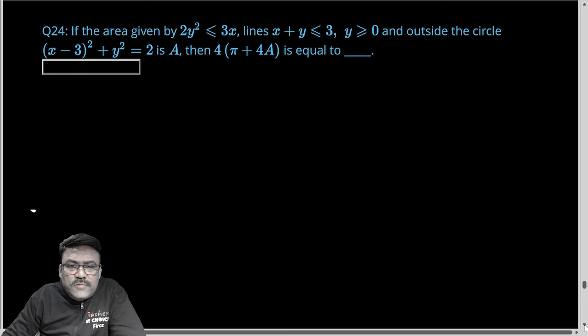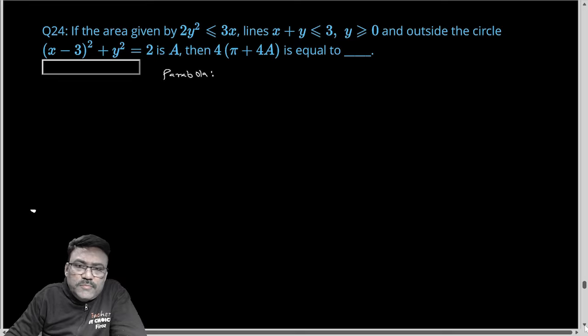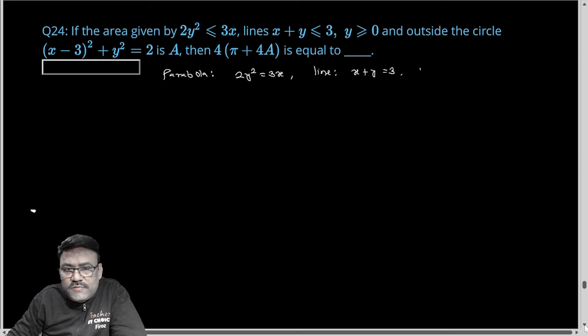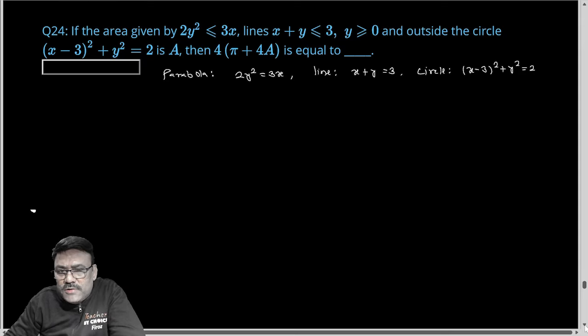See, 2y square is equal to 3x, we have a parabola here. This parabola is 2y square is equal to 3x. Then we have a line, x plus y is equal to 3. Then we have a circle, x minus 3 whole square plus y square is 2. Of course, this parabola is a right open parabola having vertex at origin, something like this. This line cuts the x-axis and y-axis both at 3, something like this.